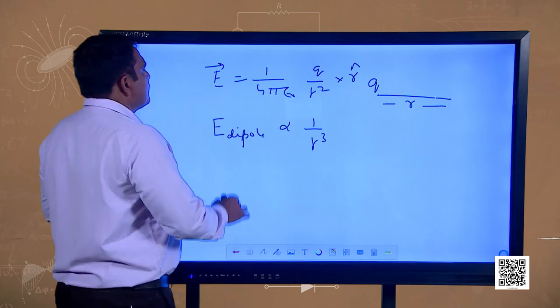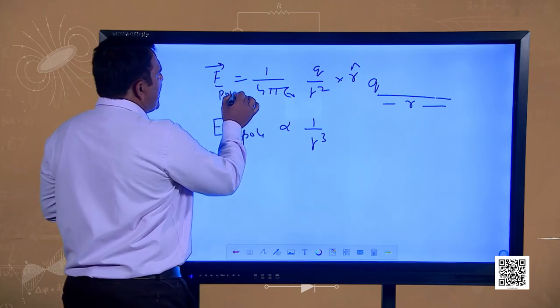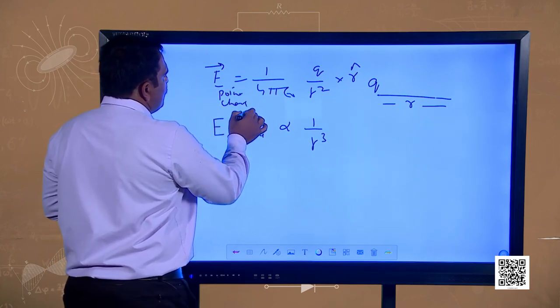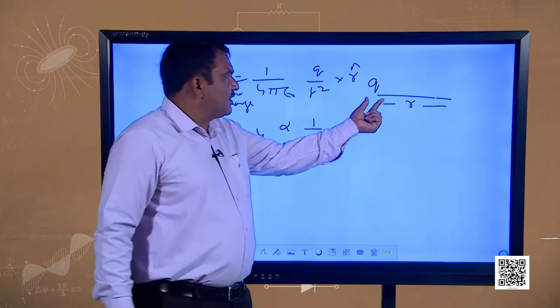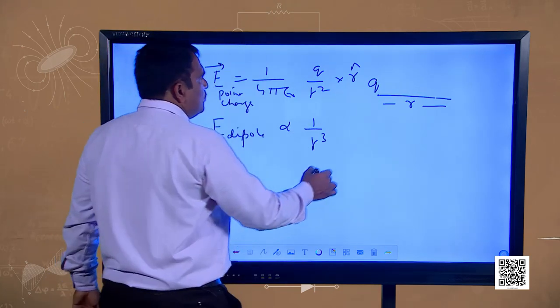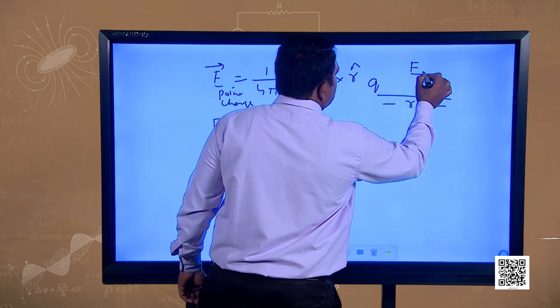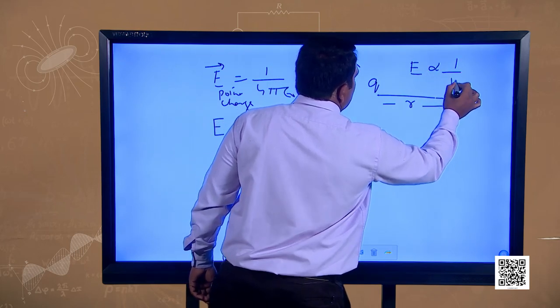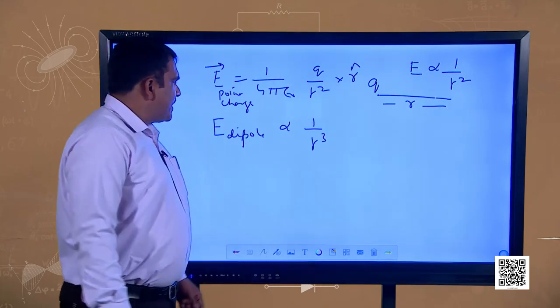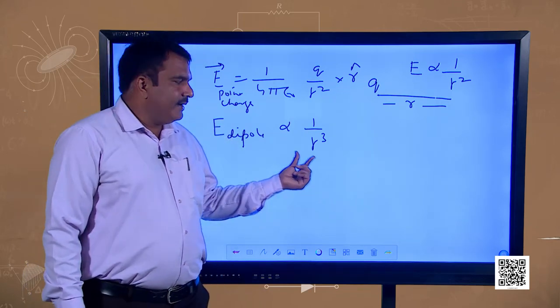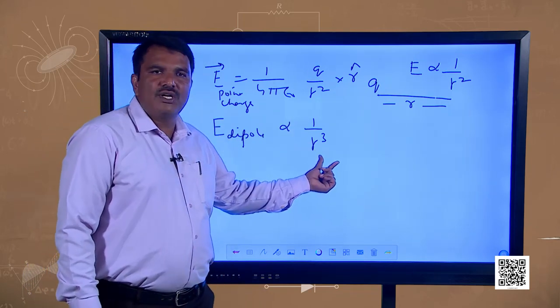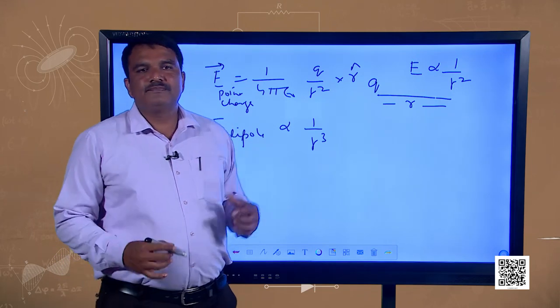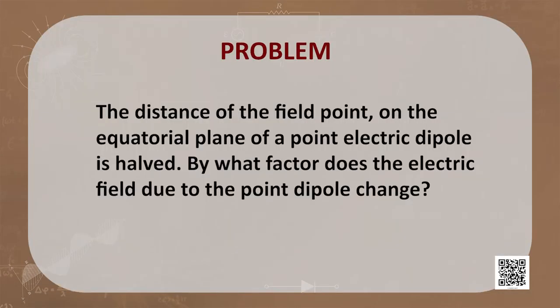So you can easily observe that for a point charge, electric field is inversely proportional to r square, whereas for a point dipole, electric field is inversely proportional to r cube. Let us move on to another problem.